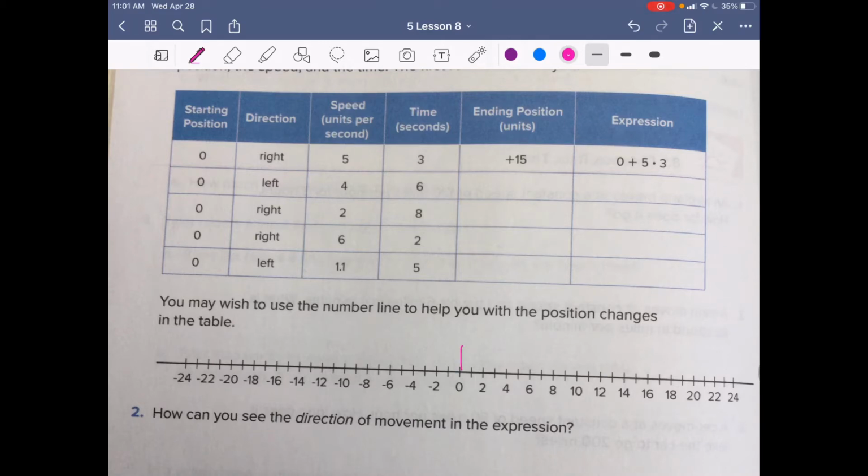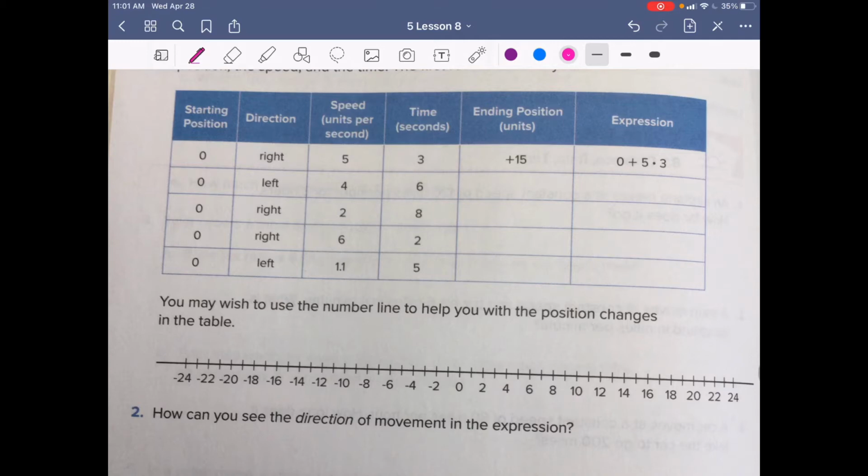And it went right 5 units per second for 3 seconds. So we can go 5, 10, 15. So it made 3 jumps, and it went 15 units. They then wrote that down over here as a positive 15 and the expression.